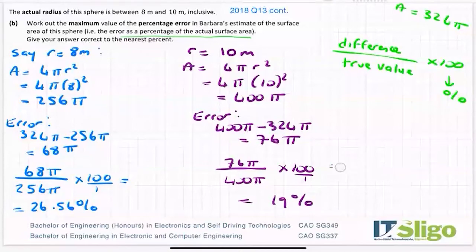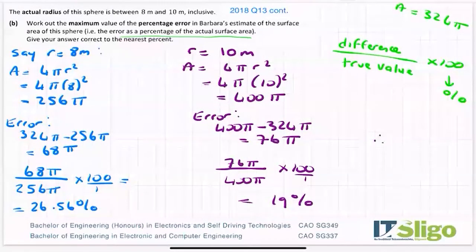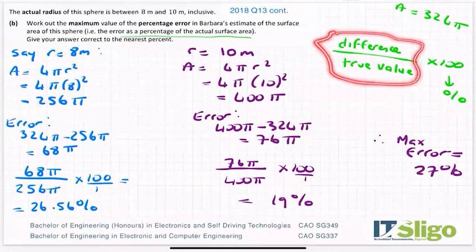Okay, why less? Although the value was bigger, my percentage is less. That's because it was a bigger error, but it was over a bigger number. So as a percentage, it ends up being smaller. So the safest thing would have been to do both. That's what I think I would have done when I was in junior cert. And then therefore, the max error, giving your answer correct to the nearest percent, equals 27%. Okay, try and remember this formula because it'll get you out of bother in a lot of cases if you can apply it to your question.